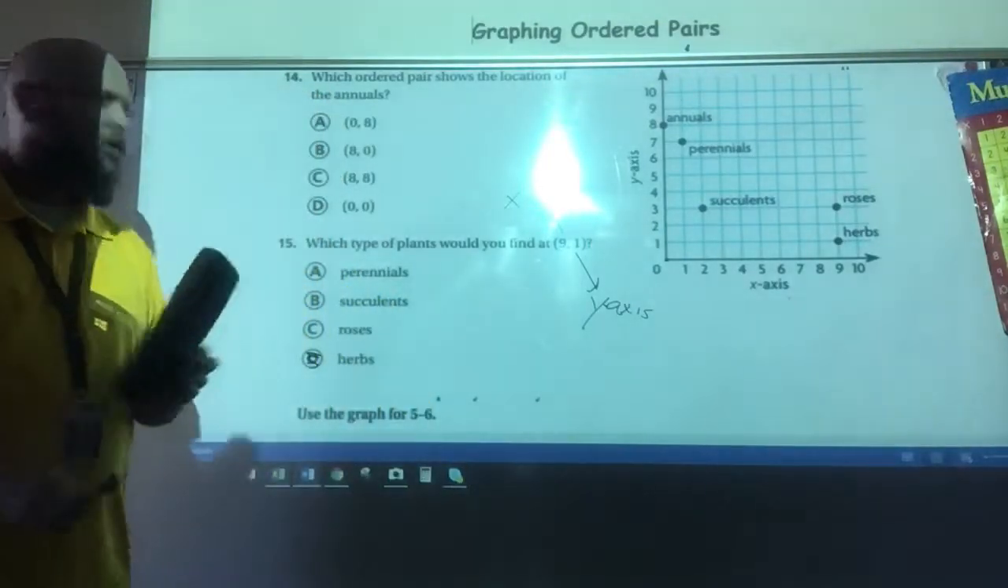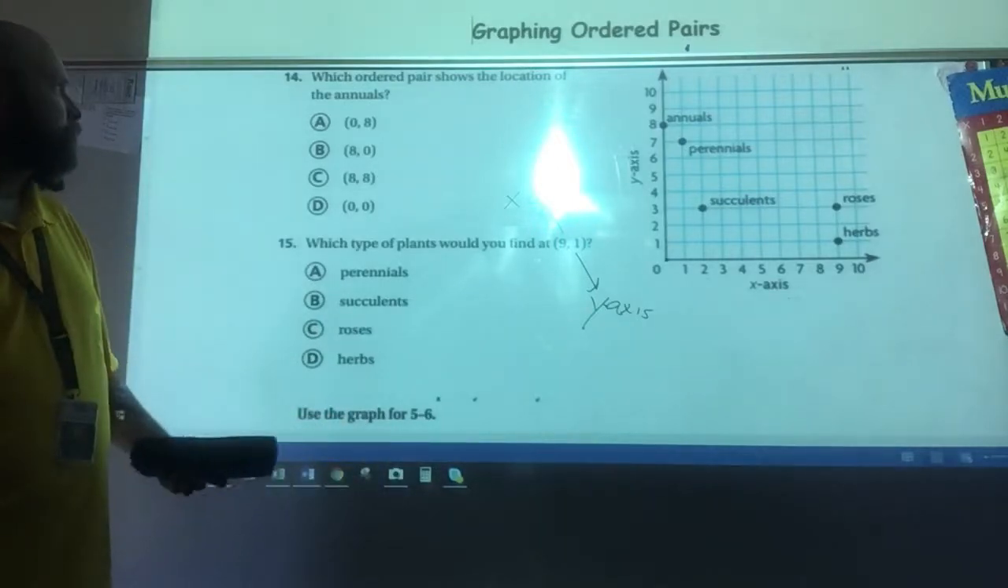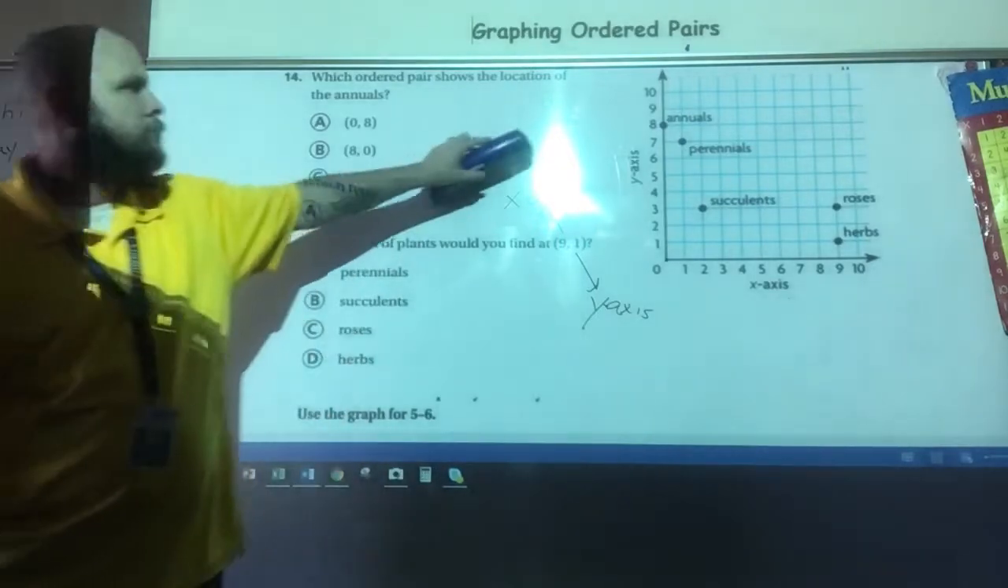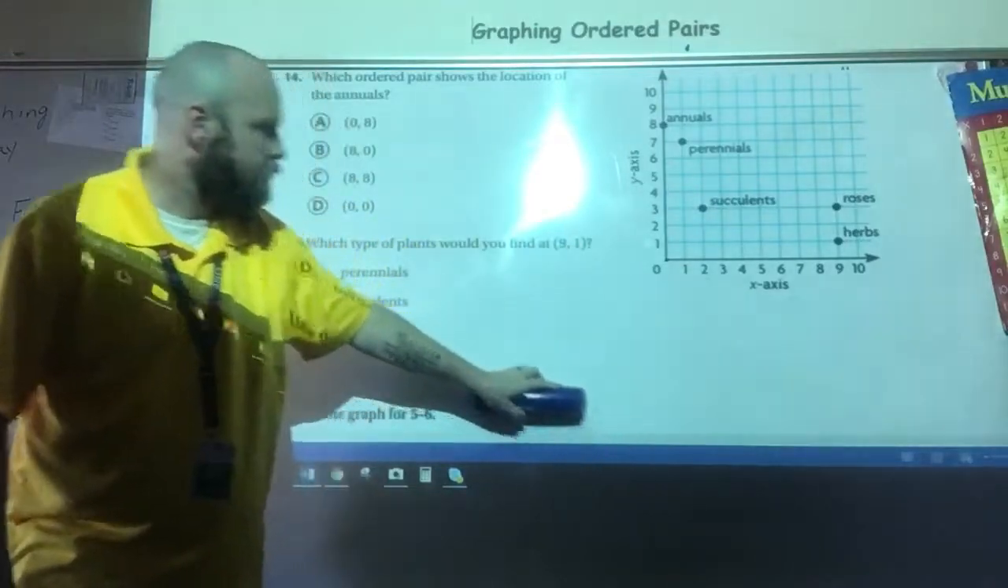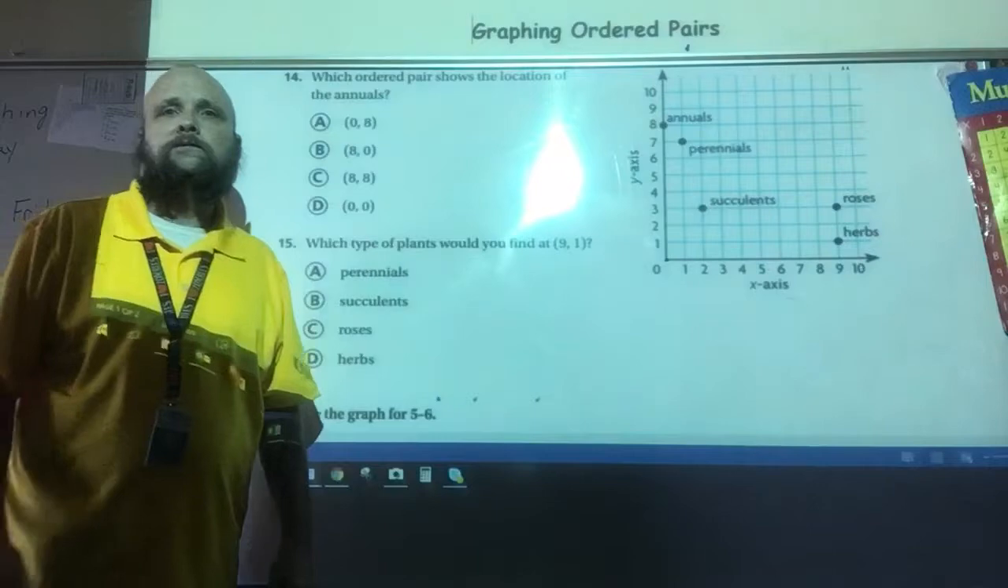Yes, Cole. So, on number 14, I just put A, and then put the pair. And then number 15, I just put hooves. Do I have to put like B, or should I just put hooves? I don't know. Depends on what the question says when we have it on a test.